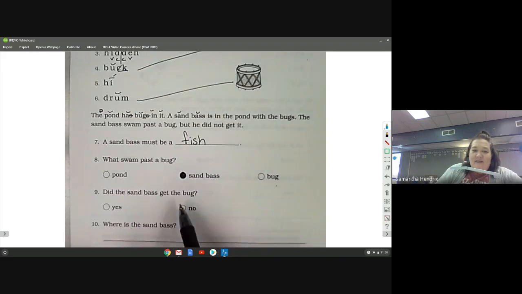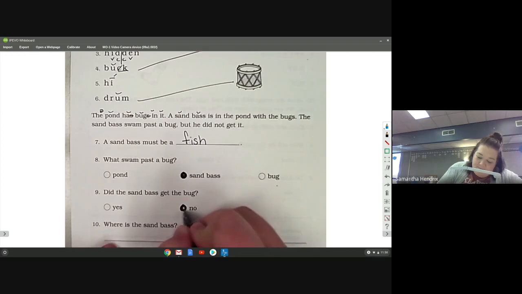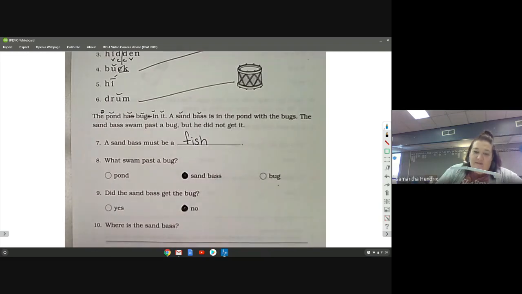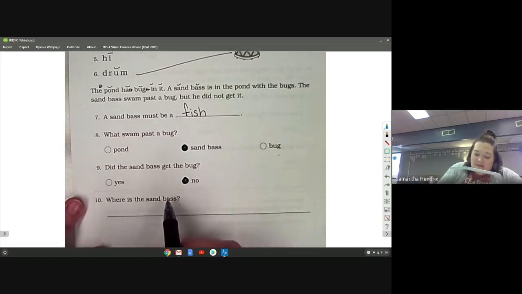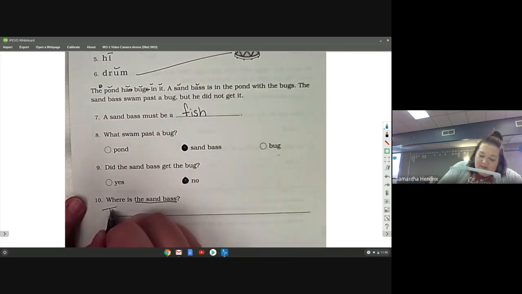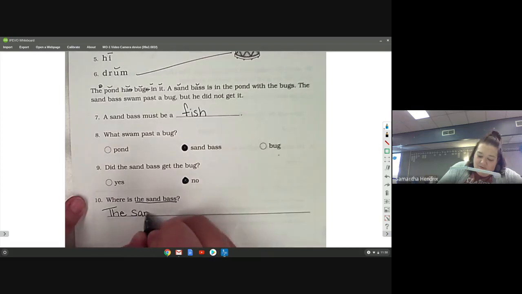Did the sand bass get the bug? Yes or no? No, it says, but he did not get it. Where is the sand bass? Okay, this is where we have to write a complete sentence. So we're going to use part of the question in our answer. Our question says, where is the sand bass? So we're going to use the sand bass and we're going to capitalize our T because it's the start of a sentence. The sand bass.